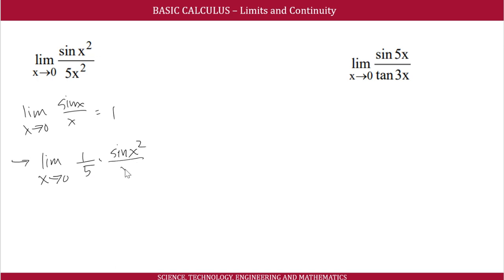And we know that the limit of 1/5 as a constant is 1/5. Then the limit of sine x squared over x squared, we can use this, is 1. 1/5 times 1 is 1/5. So the answer is 1 over 5. Next.